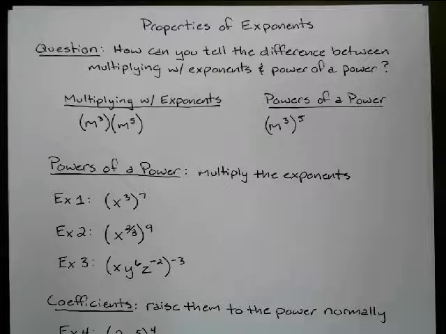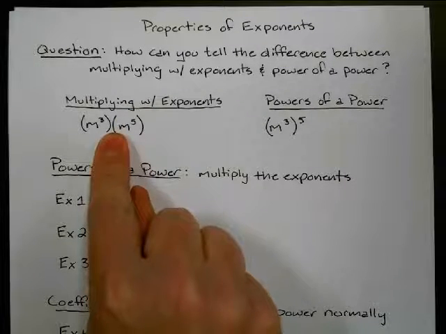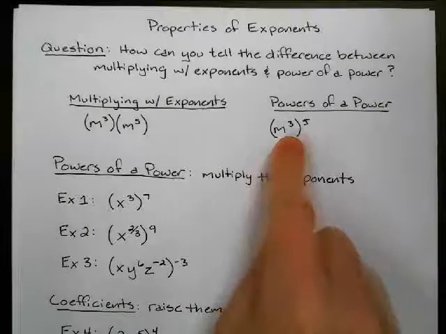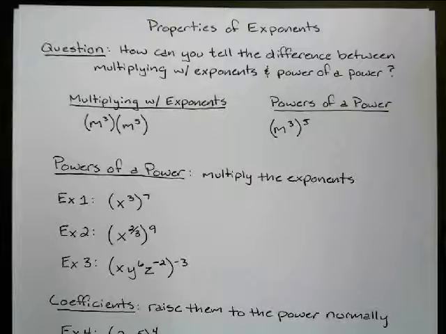All right, Math 2, here we go. We've got 8-2, the properties of exponents. Our question today is how can you tell the difference between multiplying with exponents and a power of a power? Because these two get mixed up all the time.